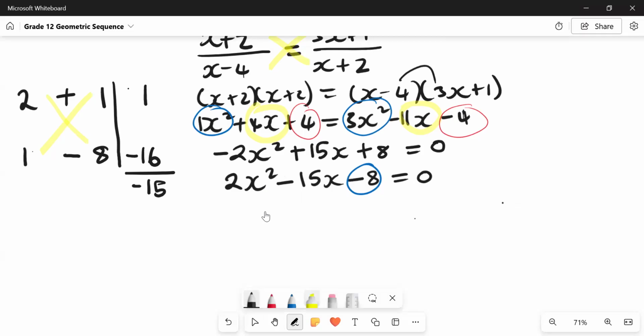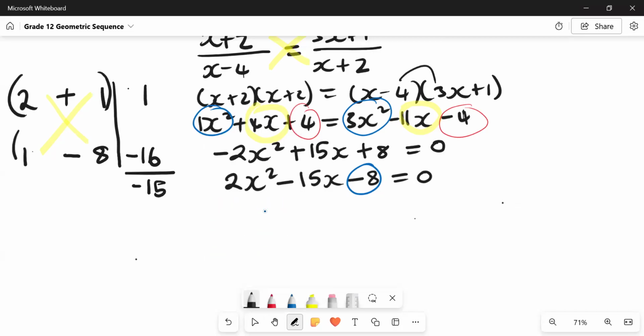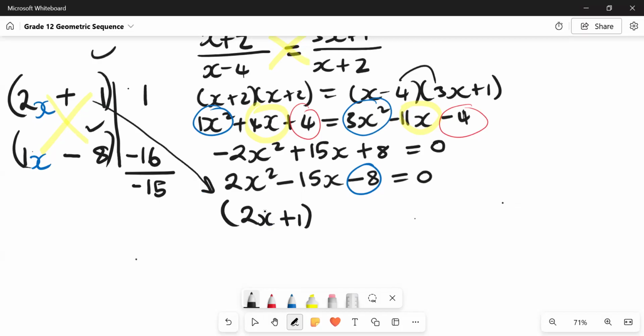So now this becomes the first bracket, this becomes the second bracket. Your job is to introduce x there. That's it. First bracket, second bracket. Just copy and paste there. So you'll have 2x plus 1 as well as x minus 8 equals 0.